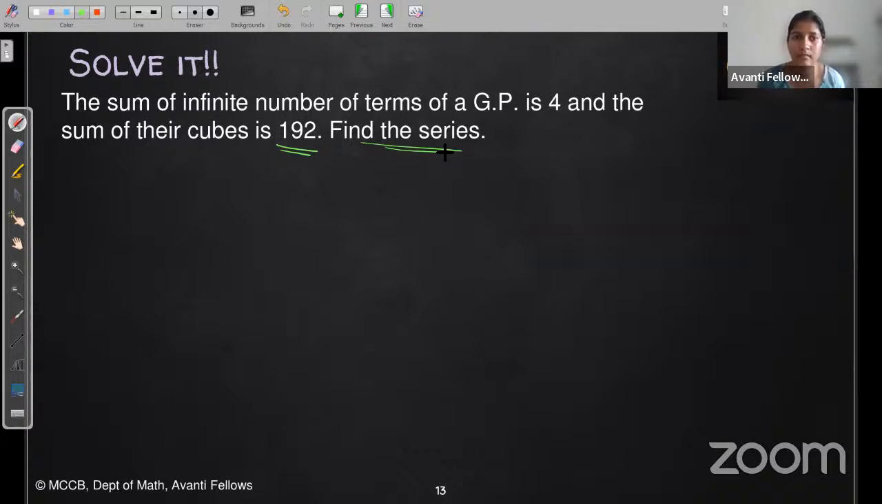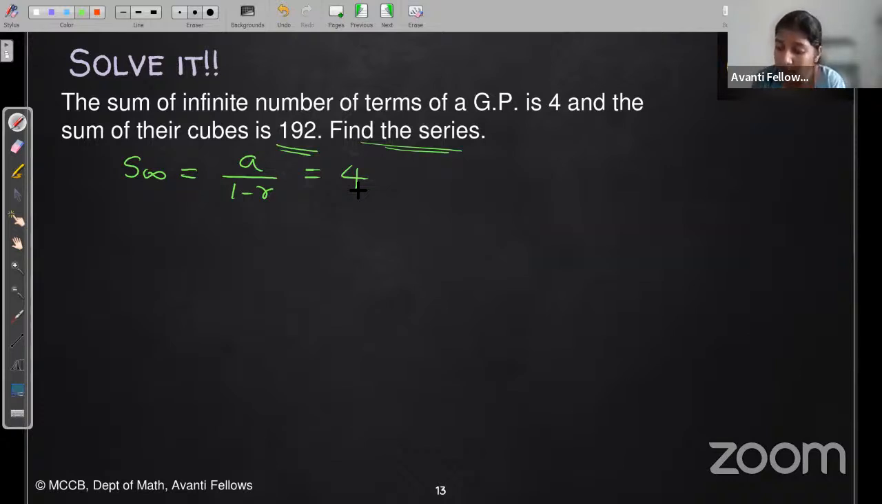Yes. We know what the sum of the infinite terms is, right? Sum of infinite terms is equal to A divided by... Yes, answer me in the chat box. What will we get? Even the YouTube people, please answer in the chat box. 1 minus R, right? So that is equal to 4. Fine. And the sum of the cubes is 192.